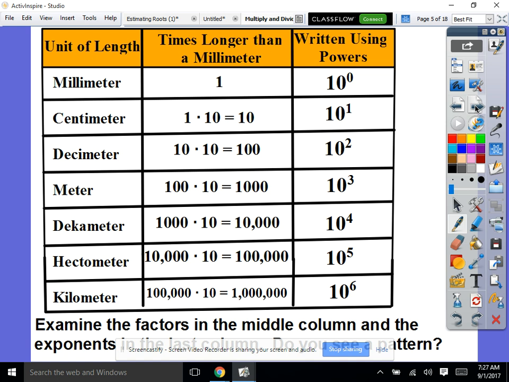So I want you to think about this and be prepared to discuss it tomorrow. I want you to examine the factors in the middle column and the exponents in the last column and see if you can find a pattern that would help us continue to fill out that table even further than 1 million.